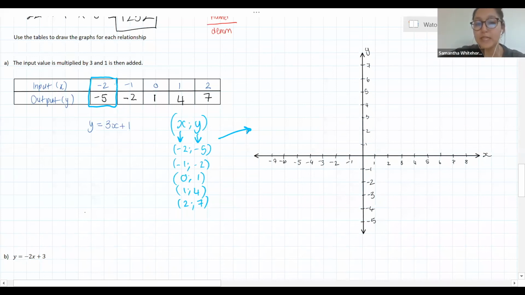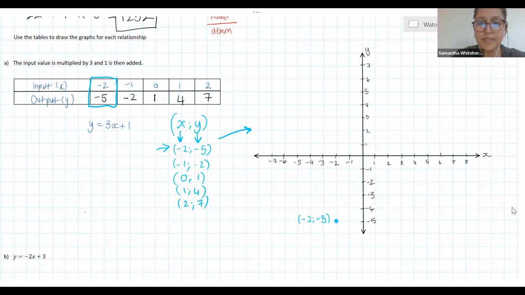Now remember, it's always X first and then Y. If I want to go and plot these points, I start with my X. So I'll start with a -2 for my first coordinate. So I go to -2 on my X, and then I go down to -5. And that's where I plot my first point. I'm going to label my points just so that you can see which point is which. You do not have to label your points. It becomes a little bit crowded, so it's not necessary. I'm just doing it so that we can see which points are which.